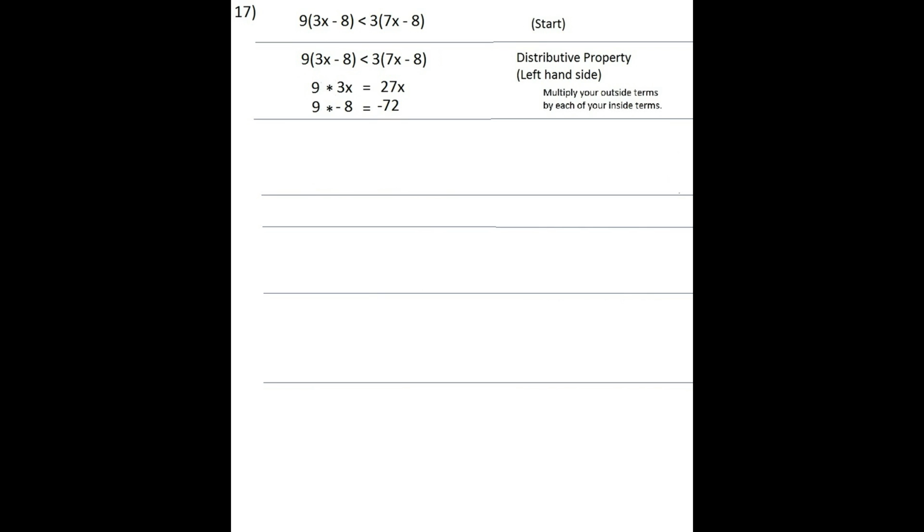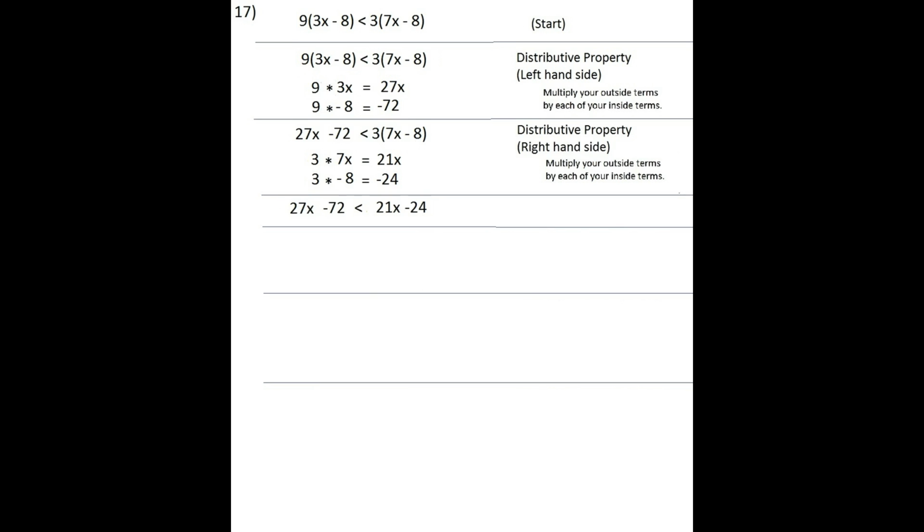And we're going to multiply 3 times 7x and then 3 times negative 8. 3 times 7x is 21x. 3 times negative 8 is negative 24. All right, so we're multiplying those outside terms by our inside terms. So our problem now becomes 27x minus 72 is less than 21x minus 24.